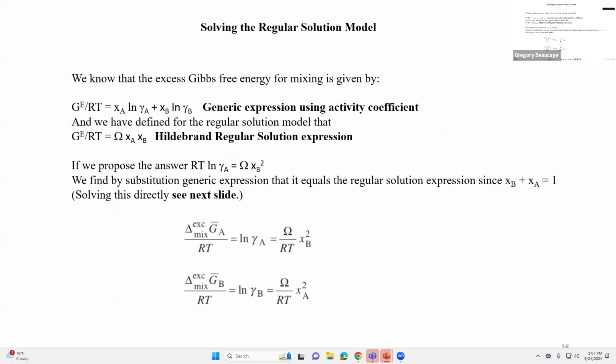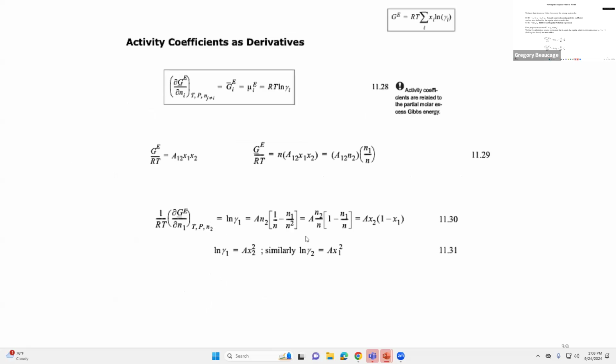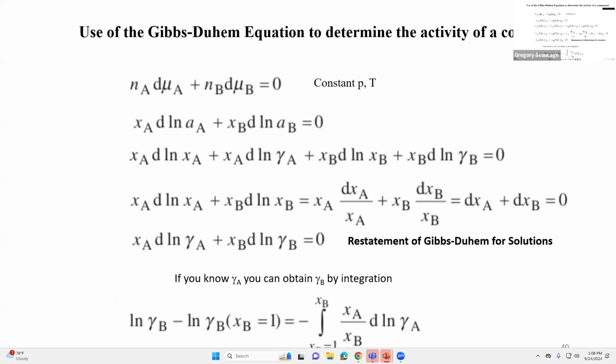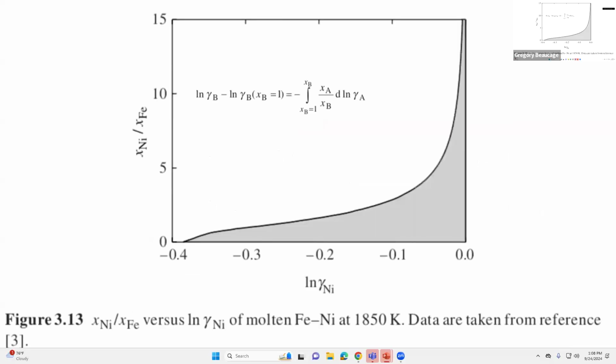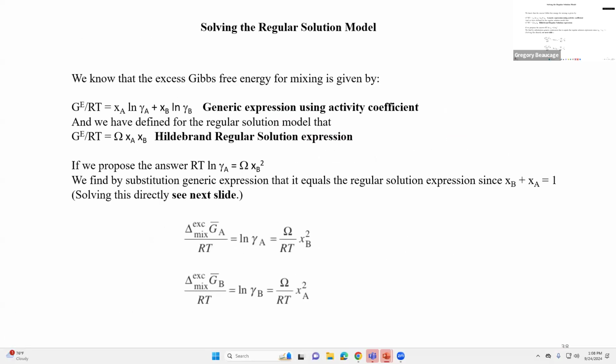So that's just a note there. I already went through the relation, how you relate the activity coefficient to the Hildebrand term, through those two equations. I obtained that in the Gibbs-Duhem I went through last time. So that's it for the solutions. Any questions on that stuff? It's a lot of stuff, but I needed to finish going through that.